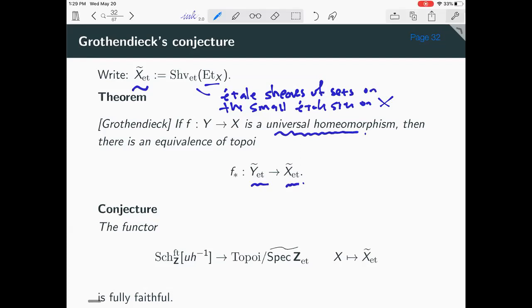So if you think about what was said previously about Whitehead's theorem, this is the easy version, analogous to being homotopy equivalent implies weak equivalence. Okay, so this better be true. Can I interrupt you one second? This theorem looks more like saying that a universal homeomorphism behaves like a homeomorphism, if you think of the étale topos as the underlying topological space of your scheme. This is saying that a universal homeomorphism induces an isomorphism of the underlying topoi of your scheme, so to speak. So it's stronger than being a weak equivalence.